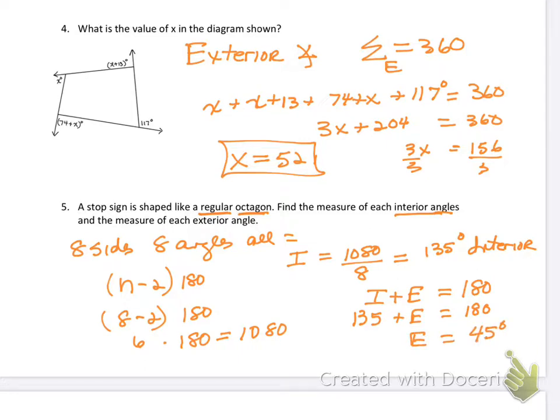So now I have my exterior angle and I have my interior angle, and I am done with this page. Now try to internalize some of this. You may want to look back at the notes and then do the homework on page 4.